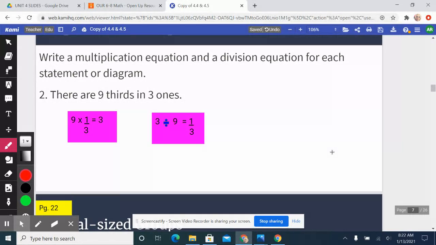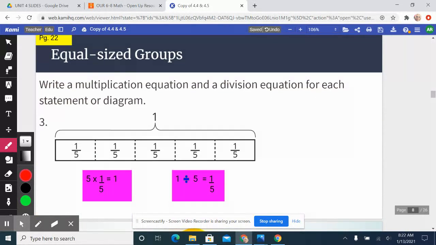So for number 2, there are 9 thirds in 3 ones. Okay, so what that would be for multiplication is 9 times a third makes 3. That's pretty much the sentence that you just saw. And then you need to flip things around a little bit to make your division problem. So 3, the whole, right, would be divided by 9, and that would make 1/3.